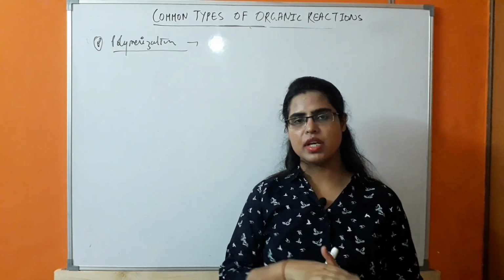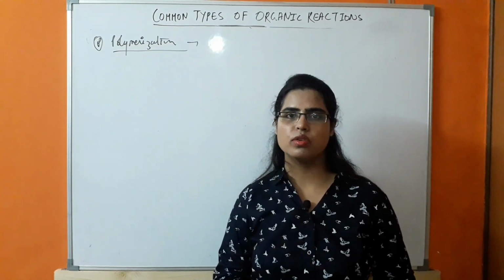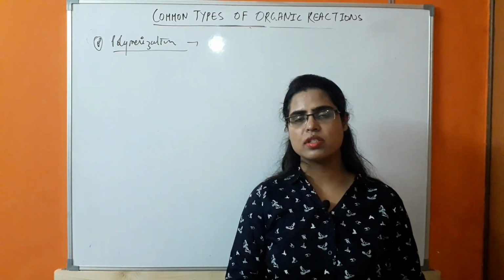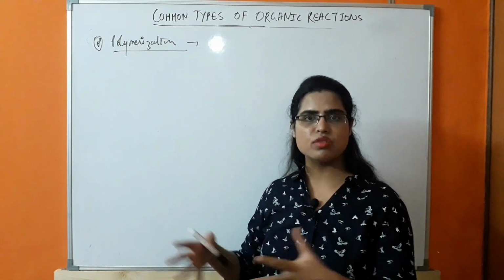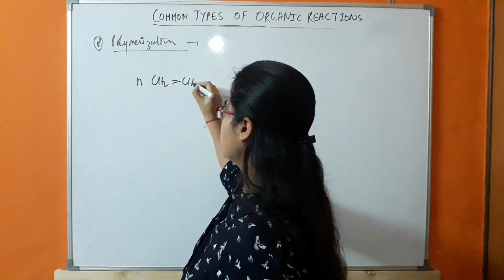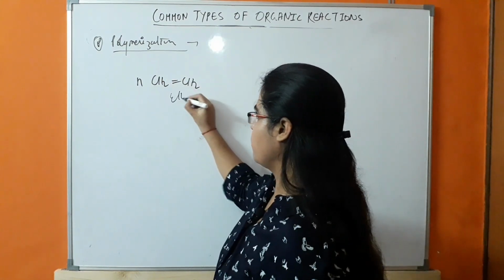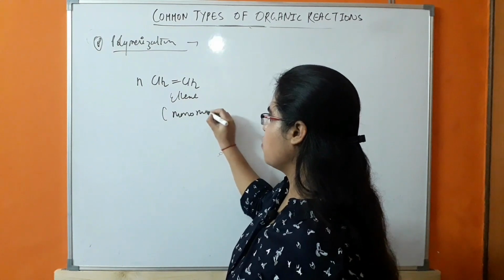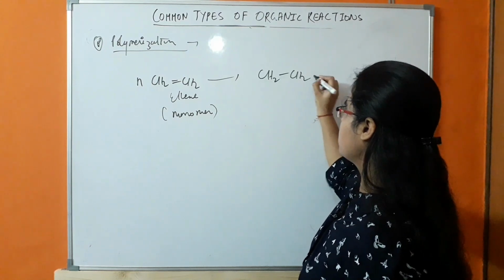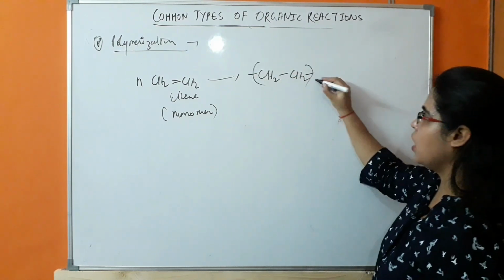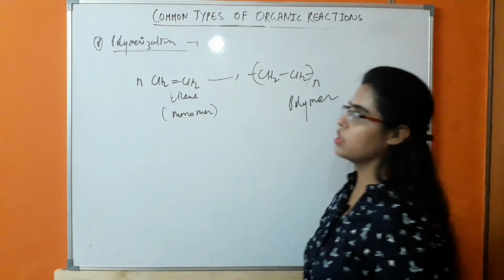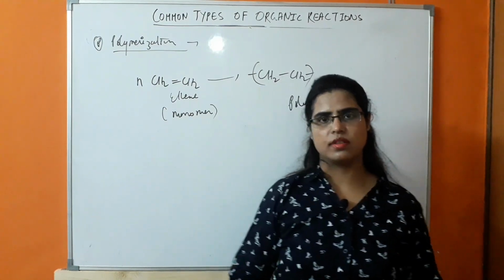In polymerization there will be a joining of a large number of small molecules which can be similar or different. These are referred to as monomers. When these monomers combine with each other, they will form a large molecular mass compound, that is polymer. So when n number of this monomer, that is ethene, which is behaving as a monomer, join with one another, it will form large chains having this formula, which have large mass. This is known as polymer. This reaction is known as polymerization reaction.